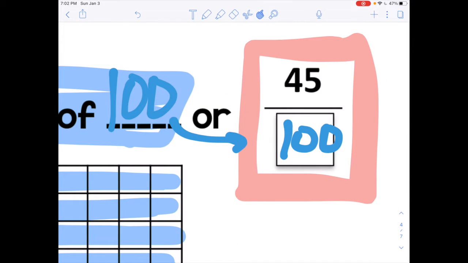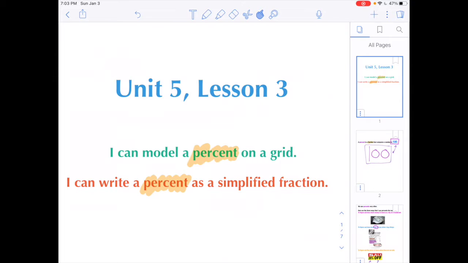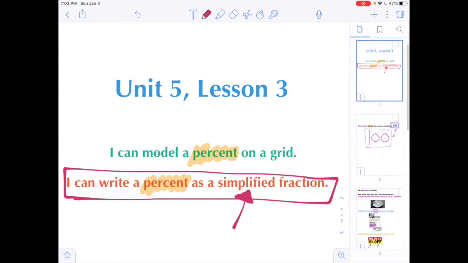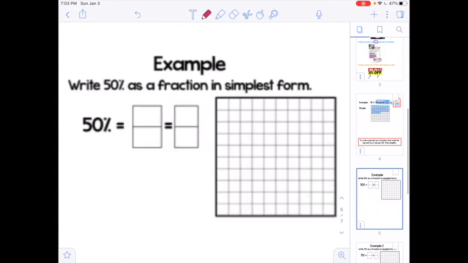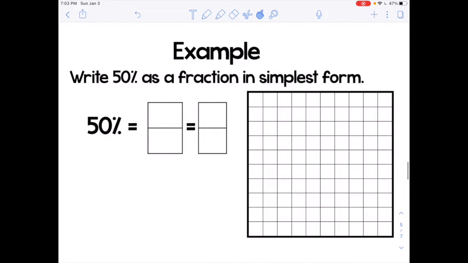So for the next two examples, we're going to do the second part of our I can statement. Let's go back up there. The second part, I can write a percent as a simplified fraction. So now we're going to work on this simplified term. So it's not just on top of 100, but we're going to use smaller numbers to represent an equivalent simplified fraction. So here we go. Here's our first example. It says write 50% as a fraction in simplest form.